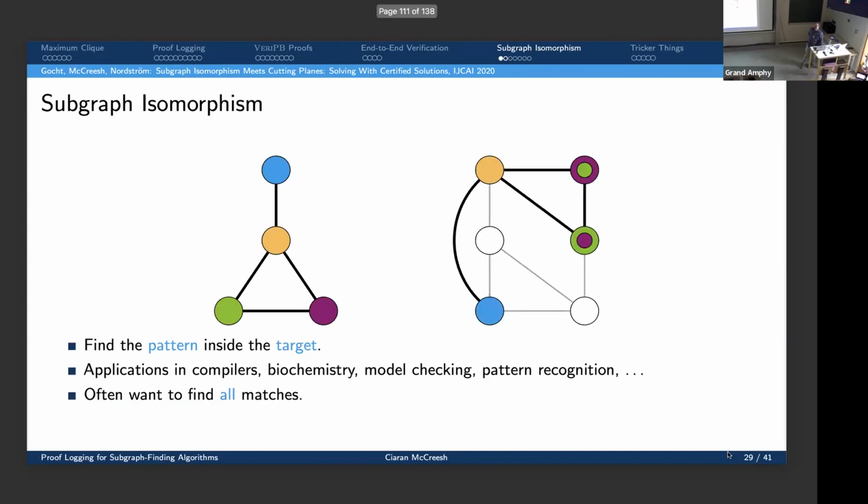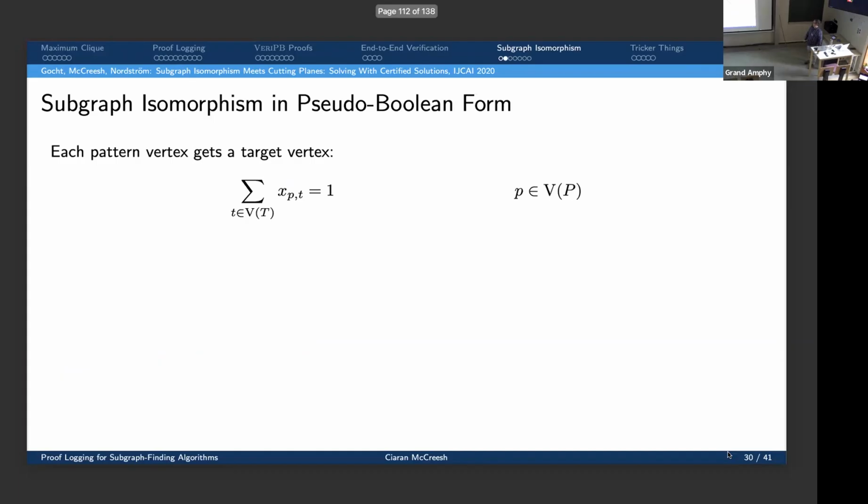What do the two colors mean? Yeah, I'm being lazy, so I'm saying you can swap those two vertices around. I'm showing you two solutions at once. Okay, how do we express subgraph isomorphism in pseudo-Boolean form?